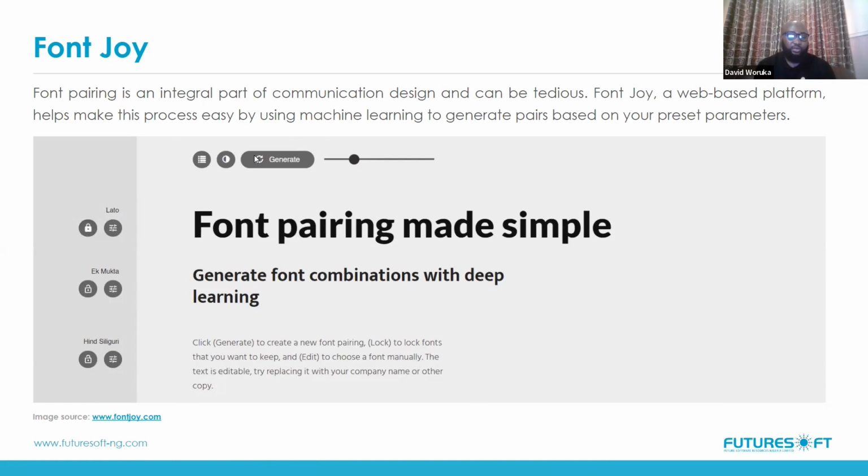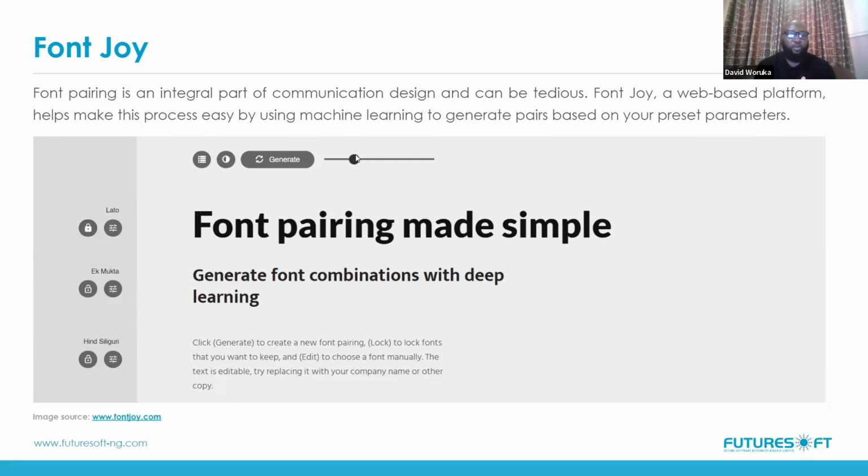When you lock Lato and you click generate, it will then look through its database and generate fonts that are best when you pair them with Lato as a header font. Whichever font, it will give you ideas of fonts that are best for subheaders and body. And if you don't like the appearance, you can keep clicking generate. If you find something you like for the subheader, you can also lock that. And then you keep clicking generate until you find something you're okay with for the body font.